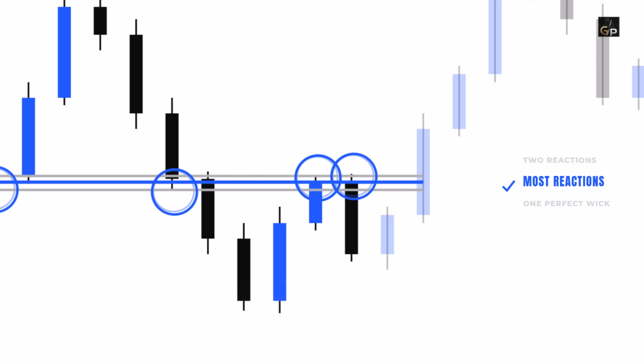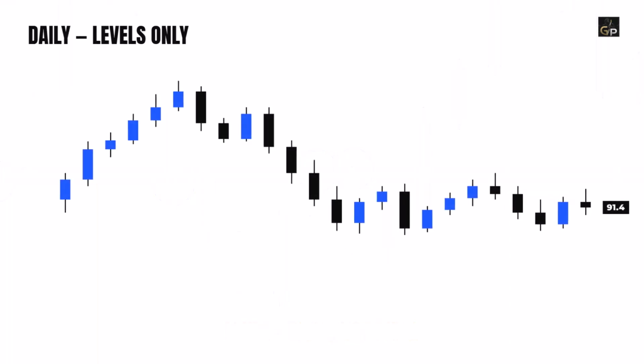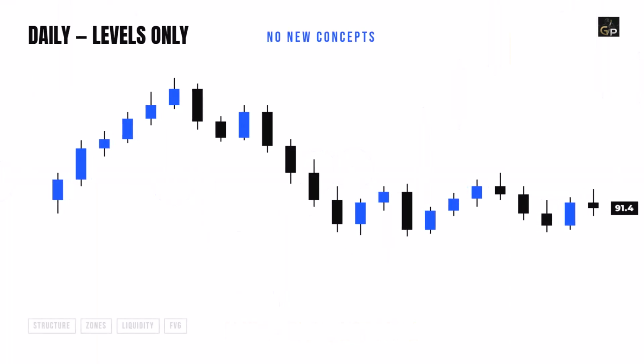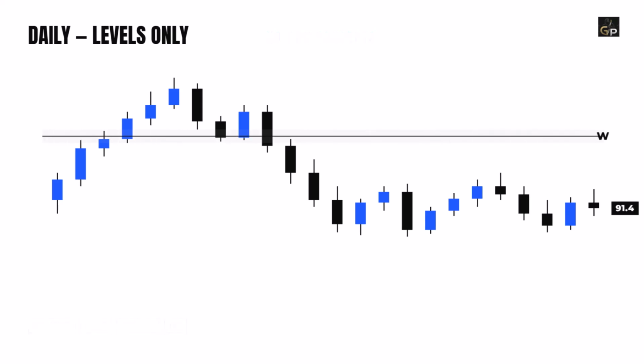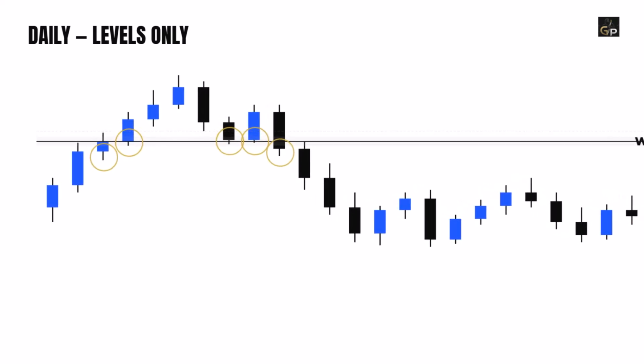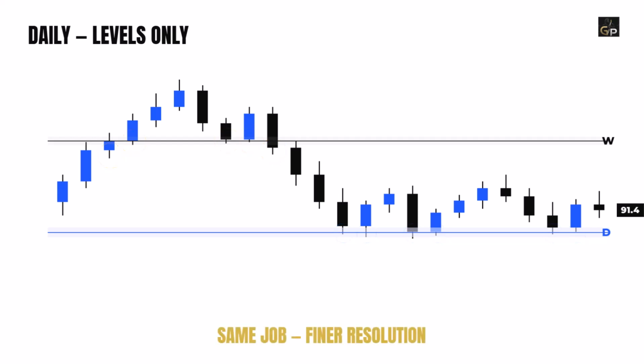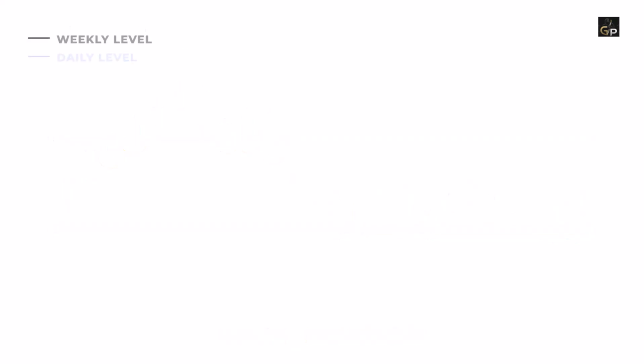Treat every level as a band rather than a line, because that's how price treats it. Daily, the same job in a different color. The daily chart does not get new concepts. It gets the same job at finer resolution. You adjust the weekly levels slightly, now that you can see the candles more clearly, and you add any daily levels that meet the same criteria. Use a different color, and be disciplined about it.